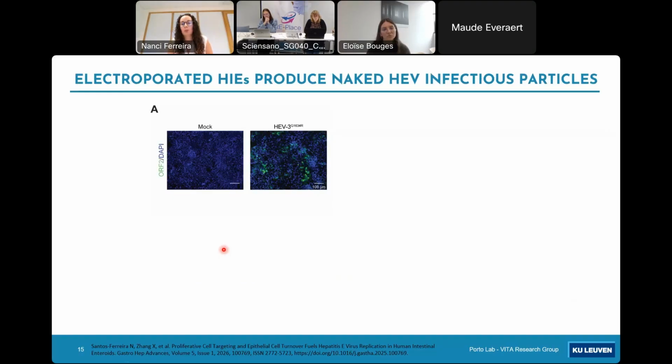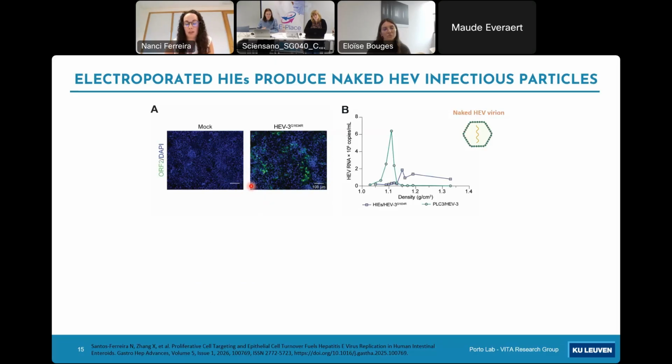But what we still needed to confirm was, is the virus that is being produced infectious? And also which type of virion is it, naked or quasi-enveloped? So we confirmed the infectivity of this progeny virus and characterized the type of virion using a density gradient centrifugation.